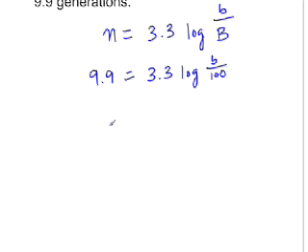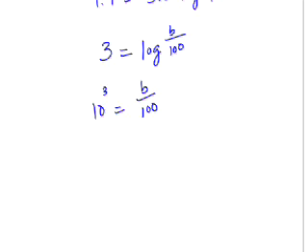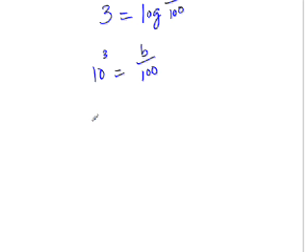We'll divide both sides by 3.3, giving us 3 equals log of lowercase b over 100. And we'll go ahead and convert this to an exponential equation. The base is 10, so 10 to the third power equals b over 100. And 10 to the third power is 1,000. We have 1,000 equals b over 100.